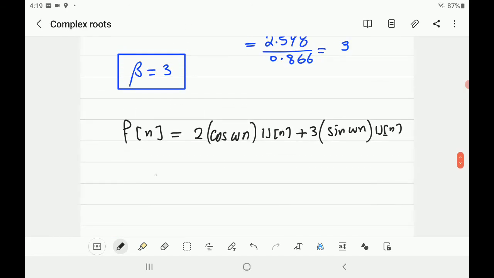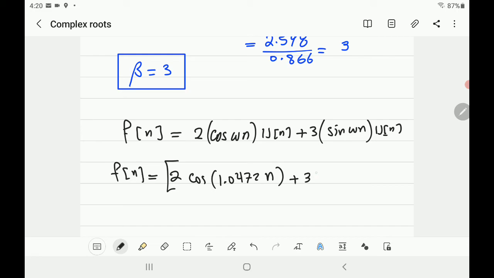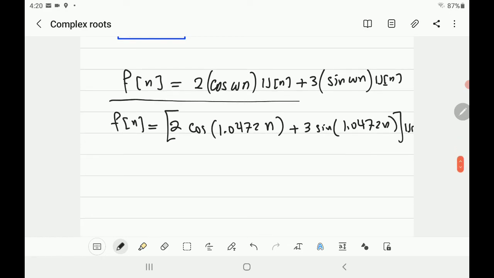So you write the function in the final form: 2 cosine 1.0472 n plus 3 sine 1.0472 n, and all times u[n]. And that's the function or the sequence that you want to find as the inverse of the Z transform.